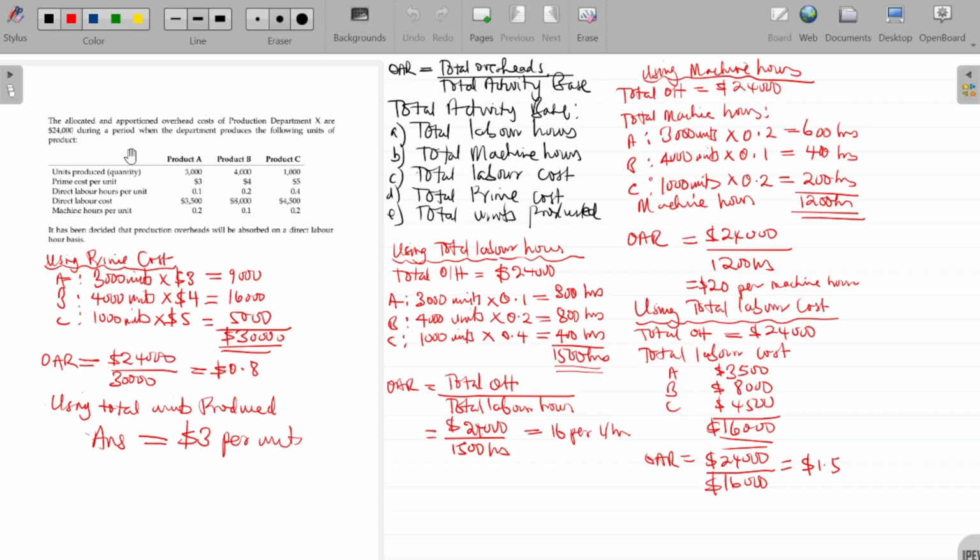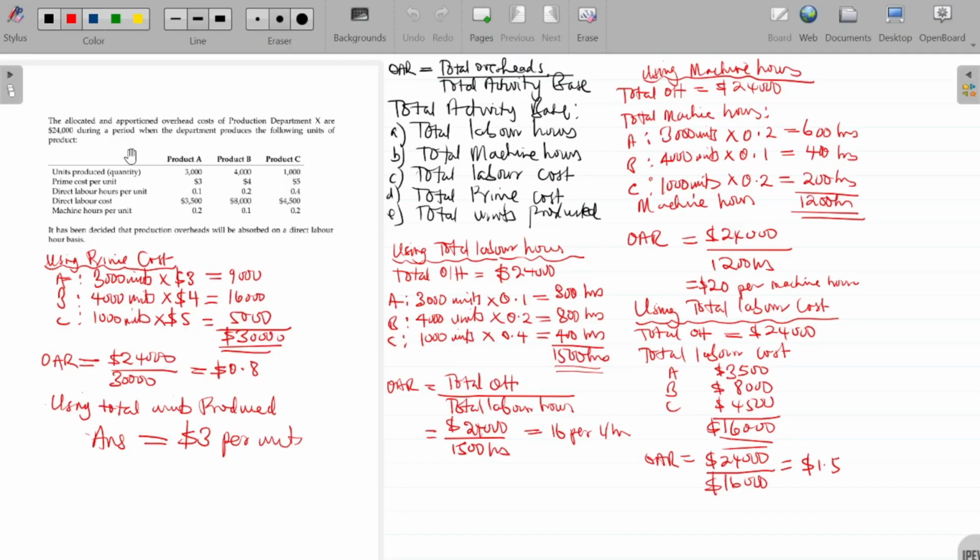Let's go to the prime cost. The prime cost given in the question per unit is 3, 4, and 5, right? Great. Now, if we want the total prime cost, then let's multiply the prime cost per unit by the units produced. We are going to get 30,000. So the overhead absorption rate is going to be 24,000 divided by the total prime cost, giving us $0.8 per prime cost.